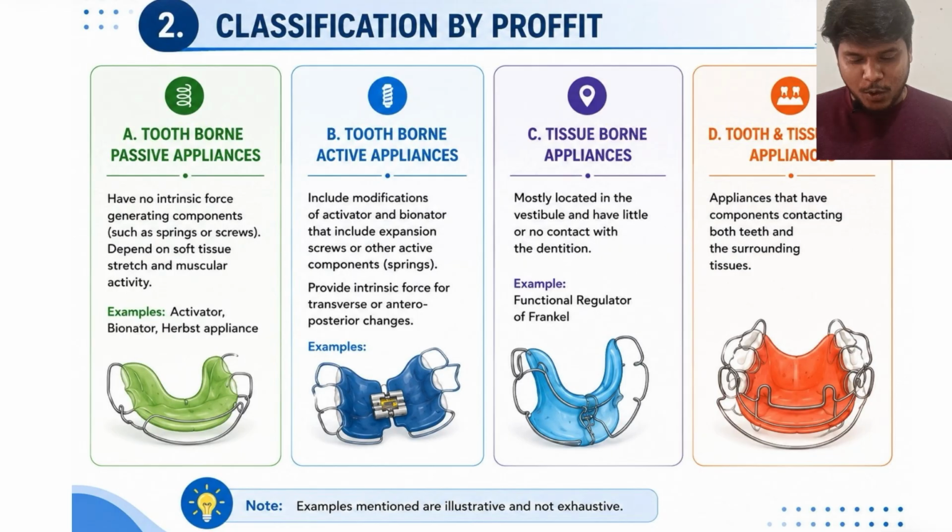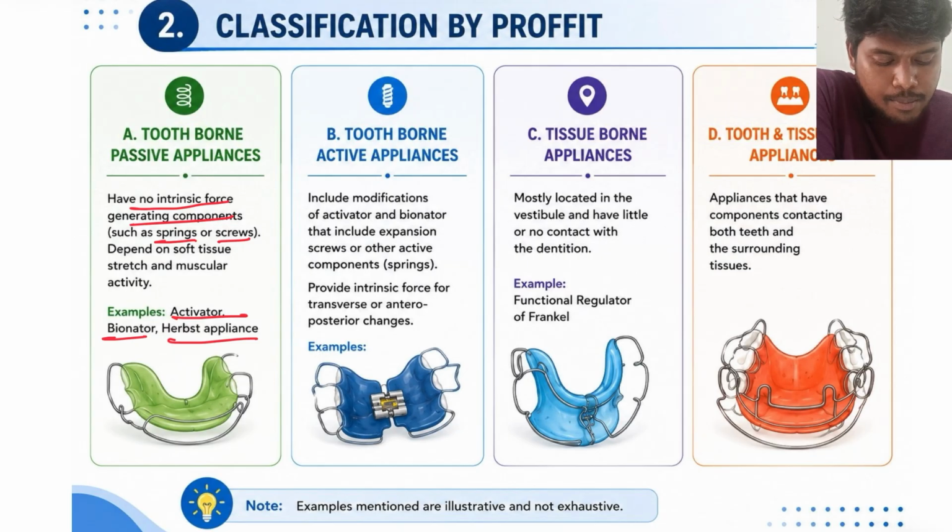Okay, tooth-borne passive appliance means having no intrinsic force generating components such as springs, screws. This is a passive appliance, so there will not be any springs, screws, etc. Okay, examples are Activator, Bionator, Harvold appliance. Next is tooth-borne active appliance, which means it will contact with the tooth, but there will be components that act as active components like springs and screws.